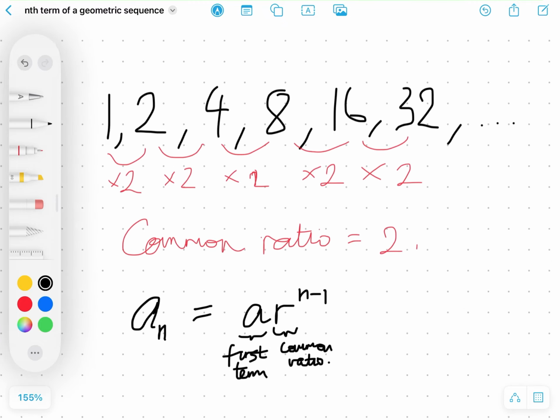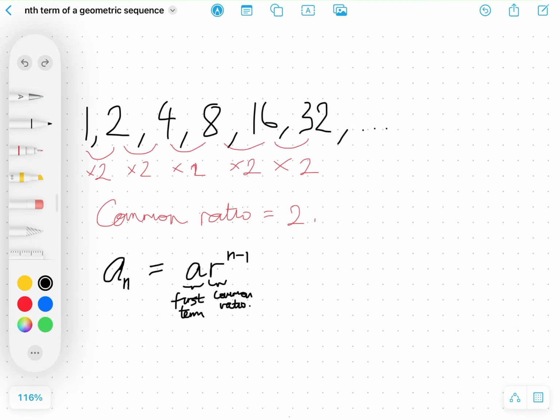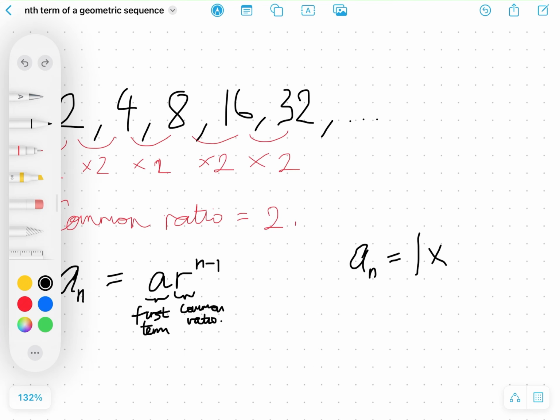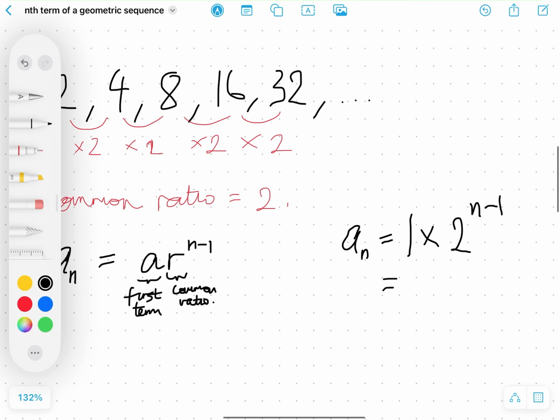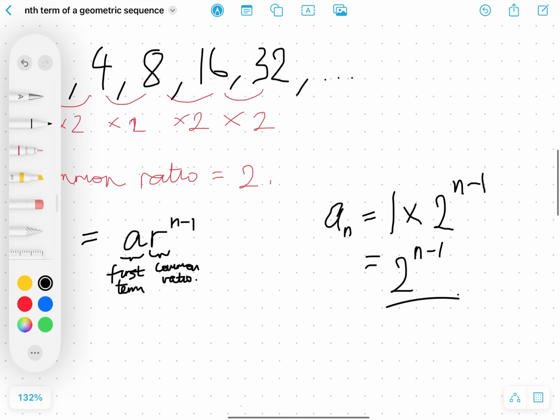So what's the first term in the sequence? Well, the first term is just 1. So therefore the nth term is equal to 1 times the common ratio. The common ratio is 2, so you can put that in here. 1 multiplied by 2 to the power of n minus 1, which is the same as 2 to the power of n minus 1. So our nth term for the sequence is 2 to the power of n minus 1.